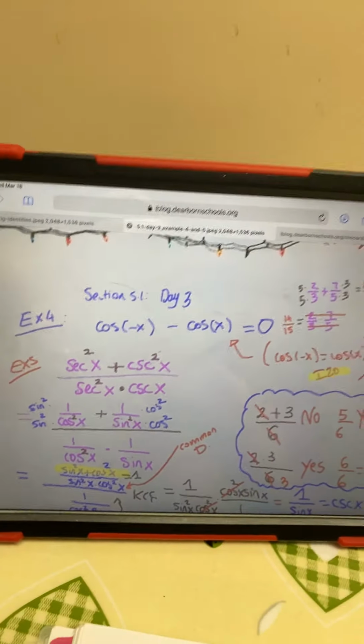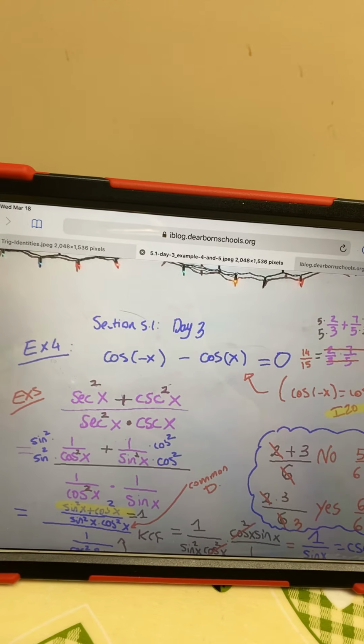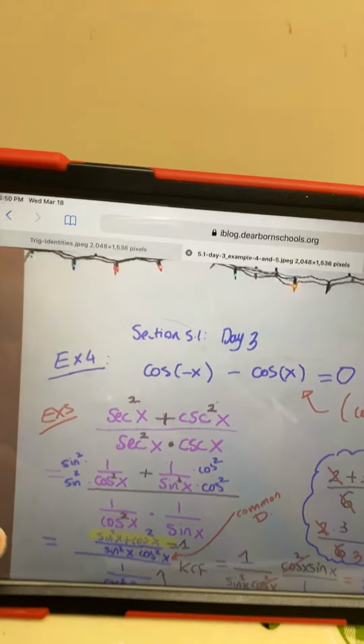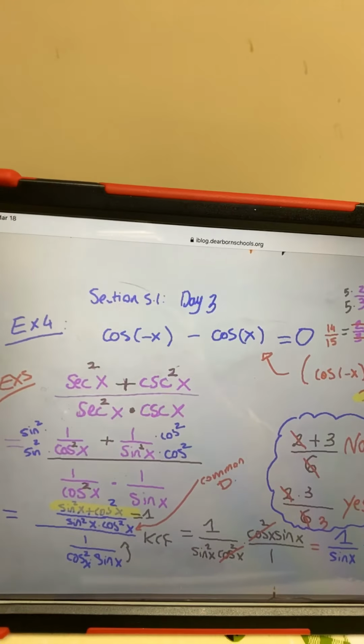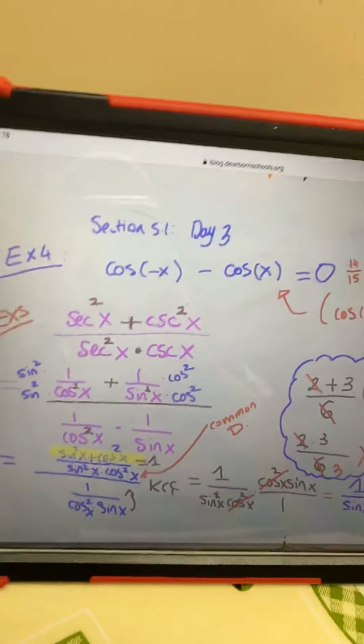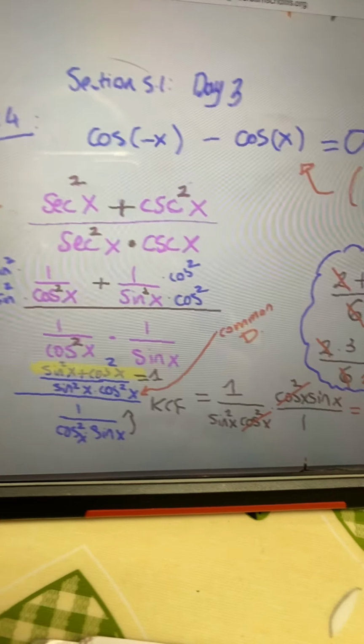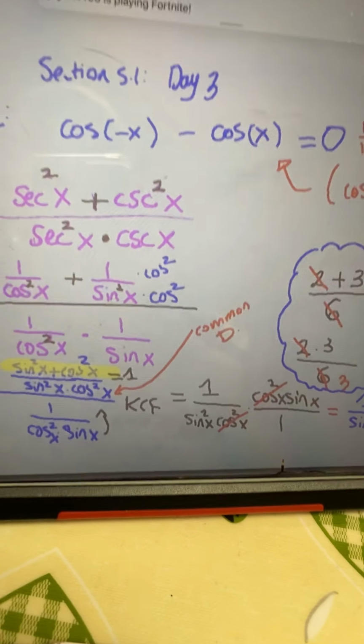But today's day 3 of section 5.1 is to just go over a couple sample problems. Not sure if I did go over these, but just to make sure I addressed everything. So example 4, cosine of negative x minus cosine x equals 0.